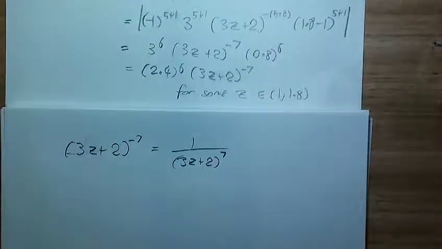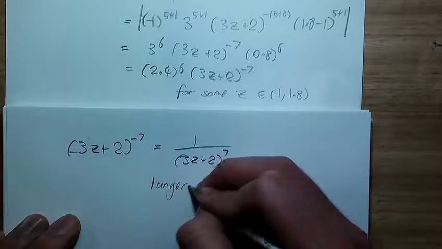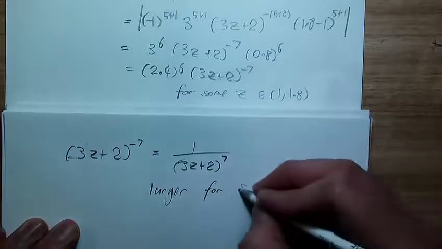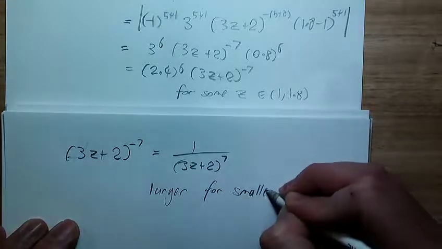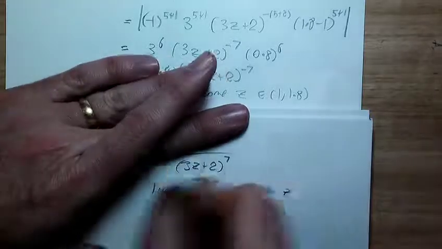And the bigger the denominator is, the smaller that's going to be. So this is larger for smaller z, and it's smaller for bigger z. Actually, I have a feeling I need to be much more careful than that. It's actually going to be smaller for z's that are closer to minus 2/3. The closer 3z plus 2 is to 0, the bigger this is. Sorry about that.